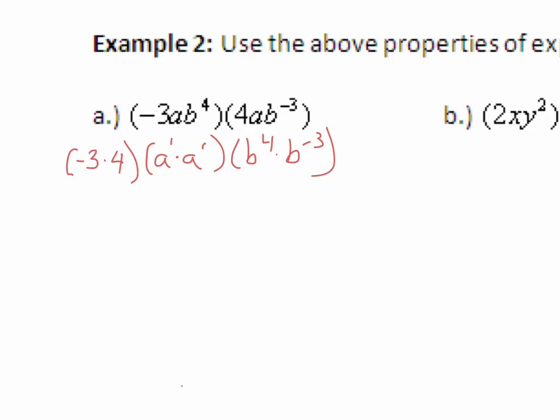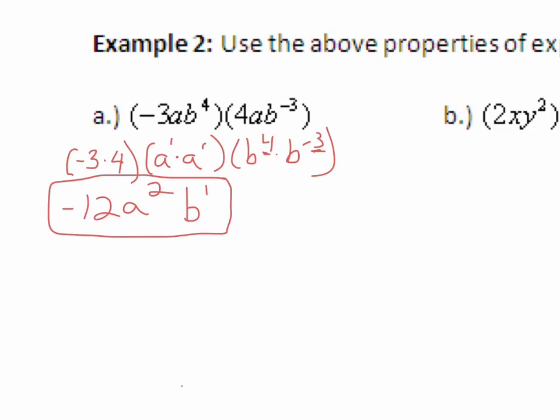So now I'm going to go ahead and simplify each of these groupings. So I got -3 times 4, that's -12. A times a is a squared. And then b to the 4th times b to the -3rd. Sure, you could use your upstairs, downstairs, or negative exponent rule if you wanted to, but remember that we can just add 4 and -3 together. So the sum of 4 and -3 is just 1. So that's that right there. Done.